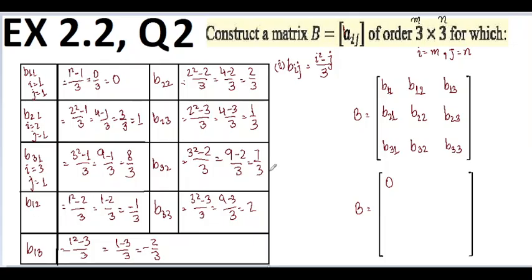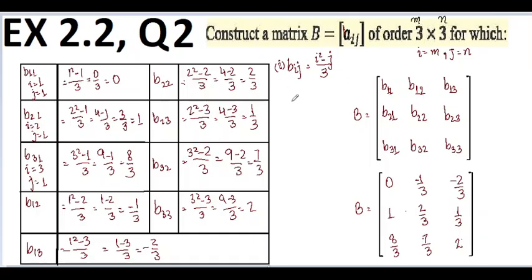B12 equals minus 1 by 3, so we are going to write minus 1 by 3 over here. Now B13, where is B13? This one is B13, so we get minus 2 by 3 over here, minus 2 by 3. B21 equals, now find it and write the values. I'm going to do it for you. Okay, I've put the values of all these elements. Now you can see that this is the matrix we have constructed for this condition.